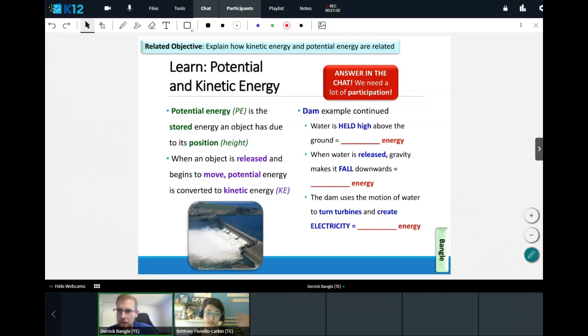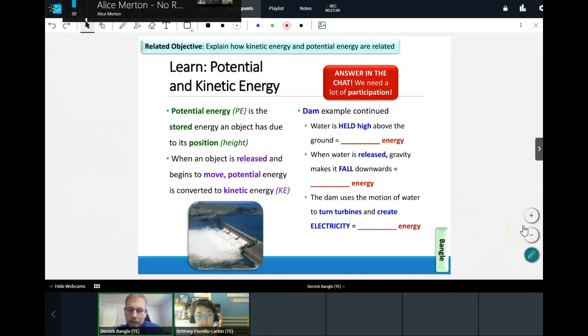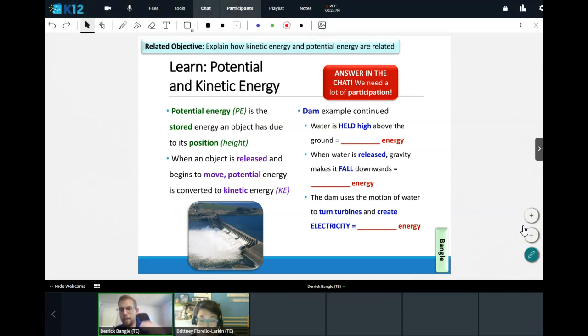All right, so learning about potential and kinetic energy. Potential energy is the stored energy an object has due to its position or height. The most common example of this is the roller coaster. We start high up on a roller coaster, we have a lot of potential energy and zero kinetic energy if we're stationary, and as we go down all that potential turns into kinetic. When the object is released, it begins to move and potential energy is converted to kinetic energy.